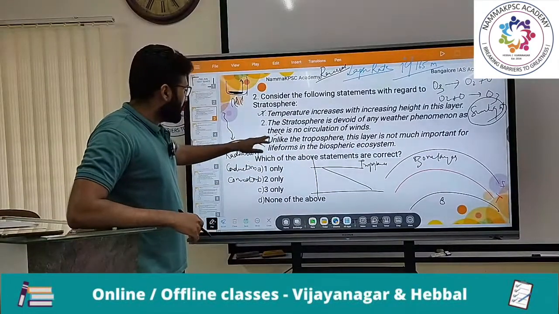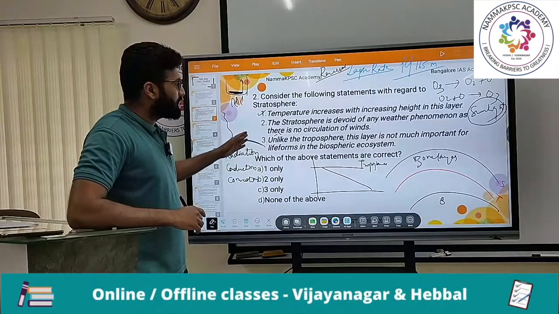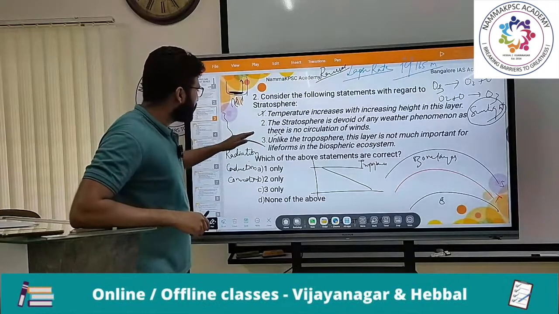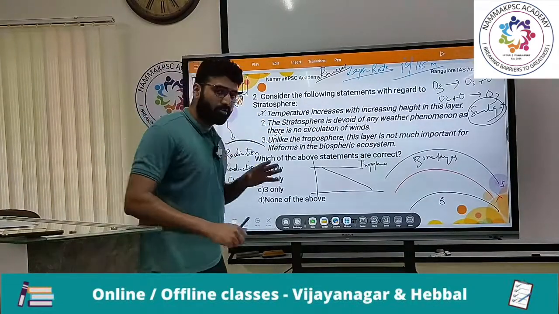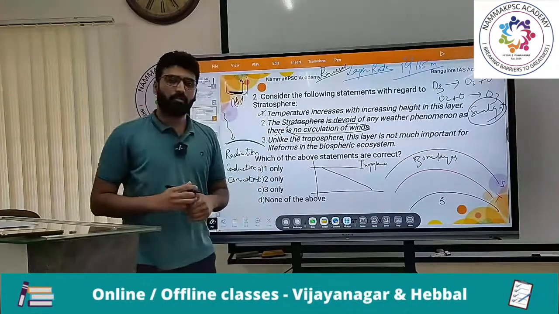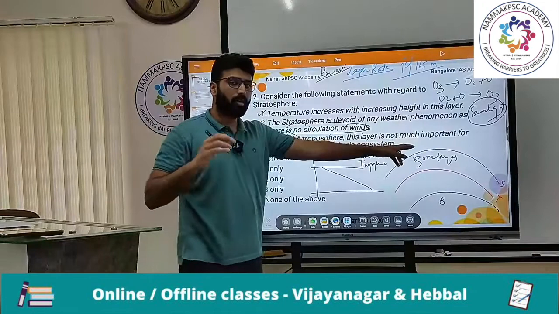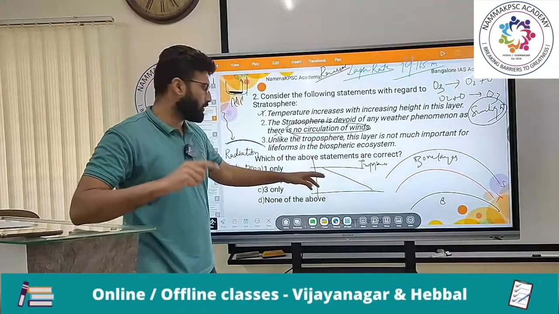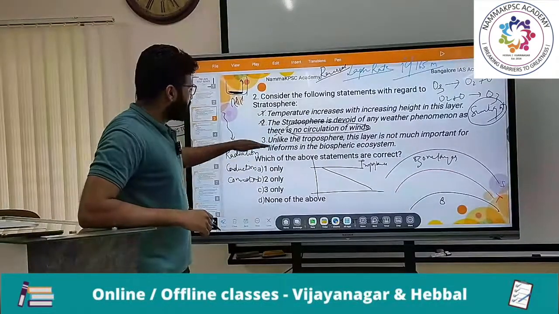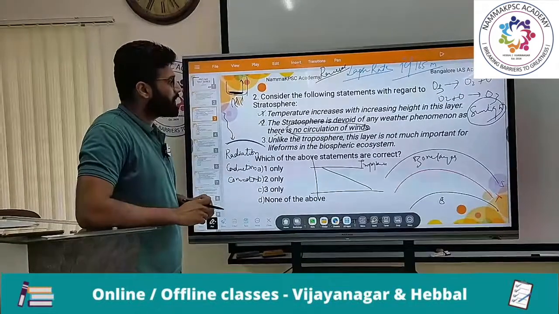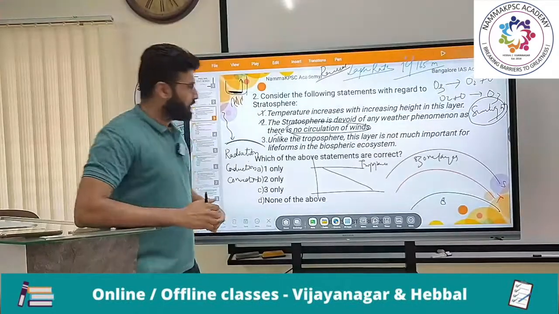Okay. Next, unlike the troposphere, this layer is not much important. So there is no circulation of winds in the stratosphere, but that does not mean that there is absolutely no circulation of winds. There is some amount of circulation of winds, and the stratosphere is devoid of weather phenomena because of no presence of water vapor. So this statement is incorrect. Third statement: unlike the troposphere, this layer is not much important for life forms in the biosphere ecosystem. This is wrong.